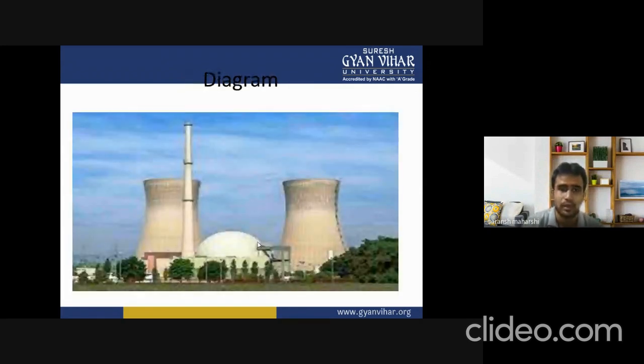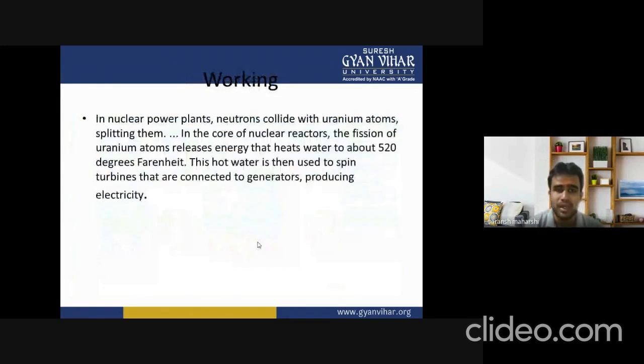Working. In nuclear power plants, neutrons collide with uranium atoms, splitting them. In the core of the nuclear reactor, the fission of the uranium atoms releases energy that heats water to about 500 degrees Fahrenheit. This hot water is then used to spin turbines that are connected to generators, producing electricity.